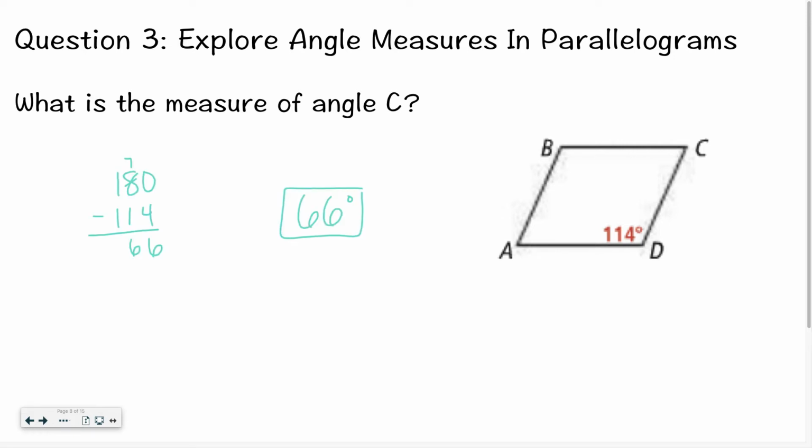All right, hopefully you noticed that angle C was consecutive with angle D. They're right next to each other. So then you said, okay, they're consecutive, that means they're supplementary. So I can say 180 minus 114. That leaves me with 66 degrees for angle C.